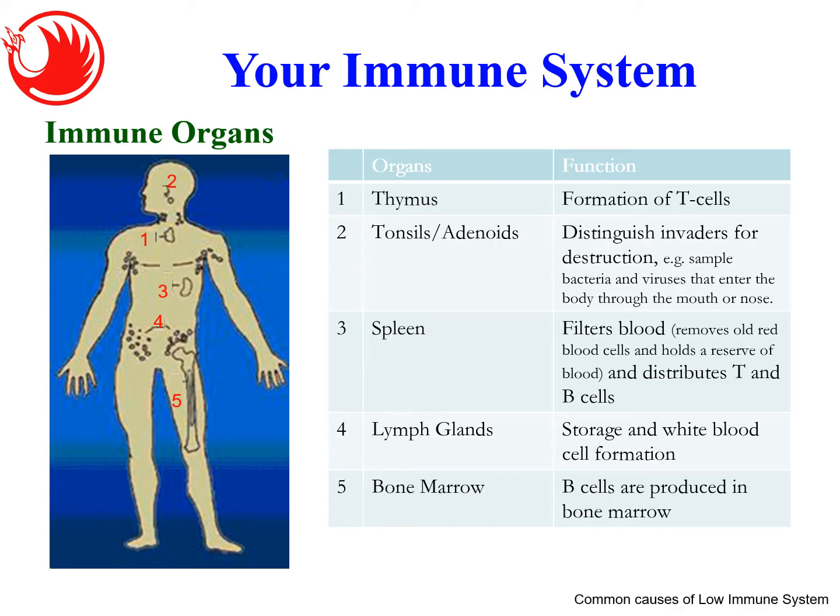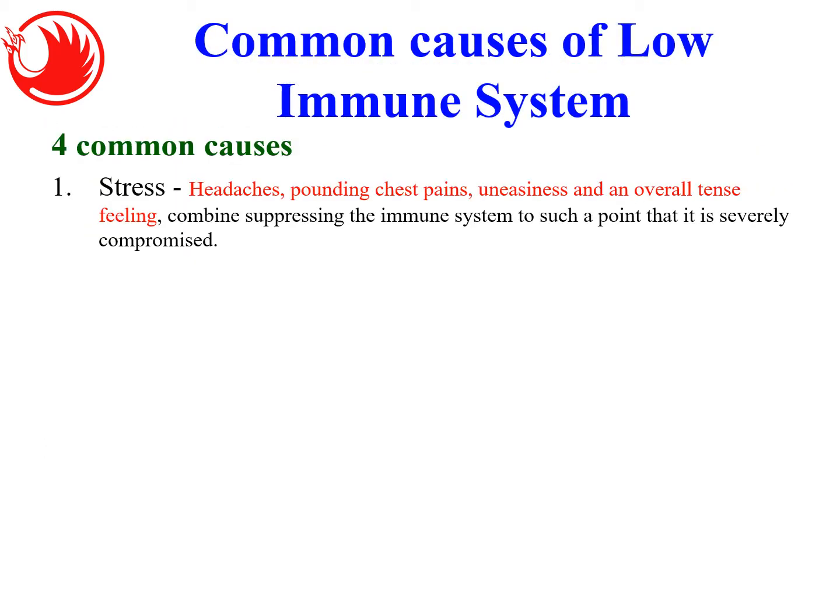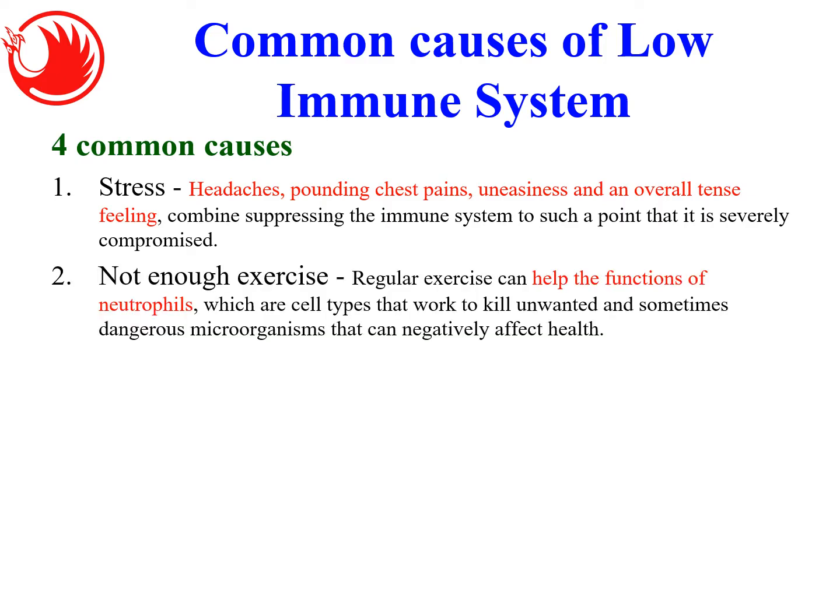Okay, why is the immune system low in certain people? So, 4 common causes of a low immune system. Stress. Although there's no very solid evidence of this, I think more or less this is true. Stress will cause headache, pounding, chest pains, uneasiness, and an overall tense feeling. If you're stressed, you might have this. Together, it will suppress the immune system to a point that is severely compromised. So stress is actually a culprit of a lower immune system.